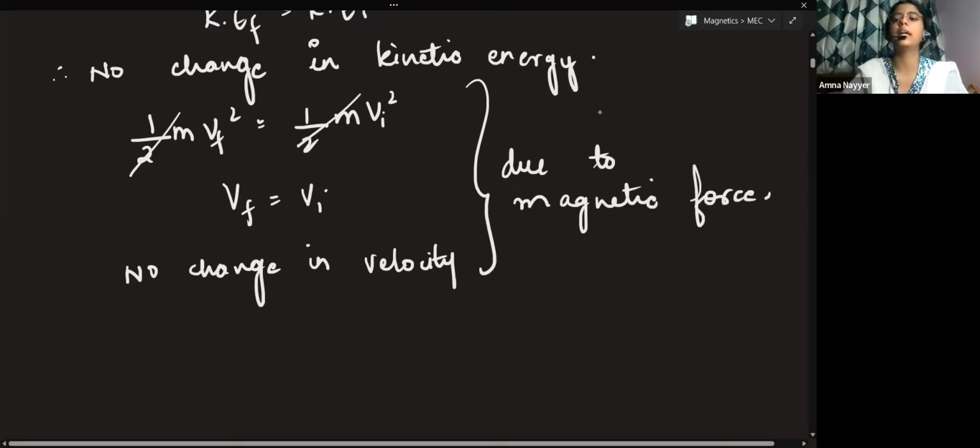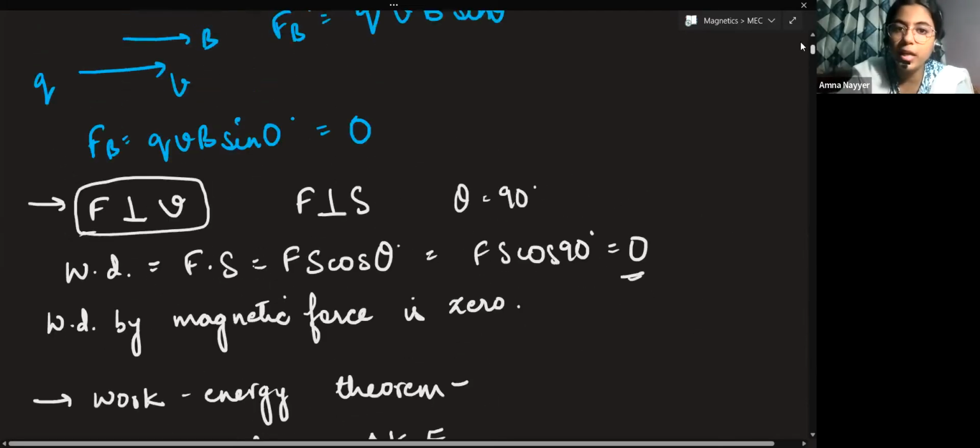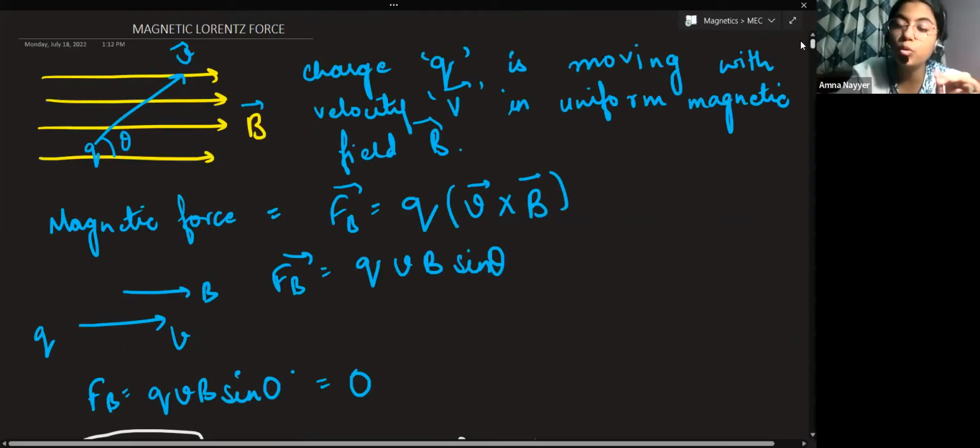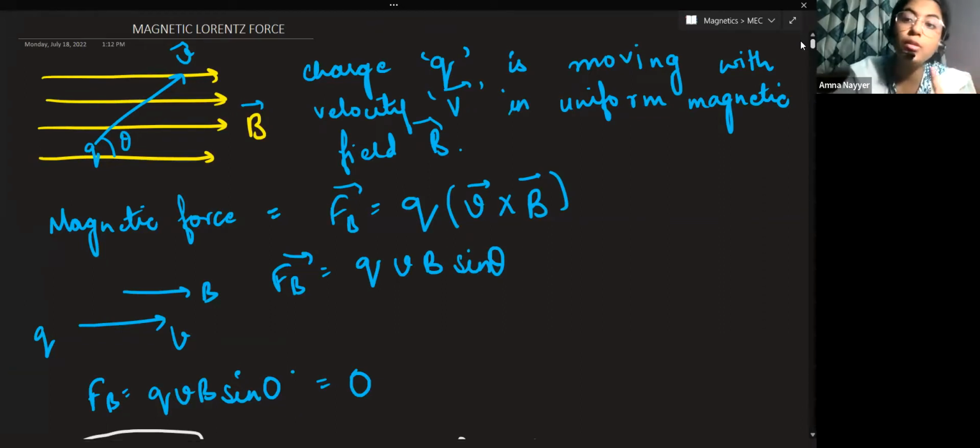These are due to magnetic force. So what all questions can come from only this statement? F is perpendicular to velocity. Magnetic force we have calculated. Magnetic force is q v cross B, that means qvB sine theta. So everything depends on the angle between velocity and magnetic field.